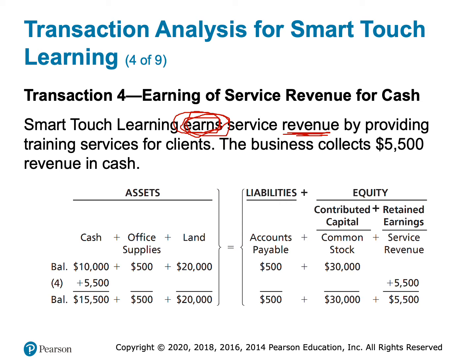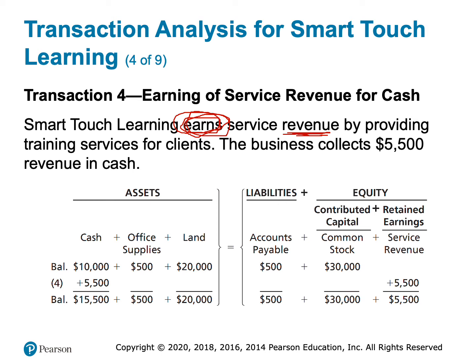Remember, revenue falls under equity, and specifically it falls under retained earnings. So remember, equity is broken up into contributed capital and retained earnings, which is net income and dividends, and the net income is revenue minus expenses. So since I have earned $5,500, I have done $5,500 worth of work, I'm going to increase revenue by $5,500, which is in turn going to increase retained earnings, which is in turn going to increase equity.